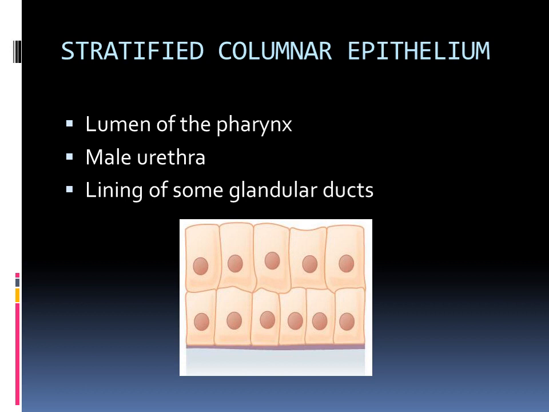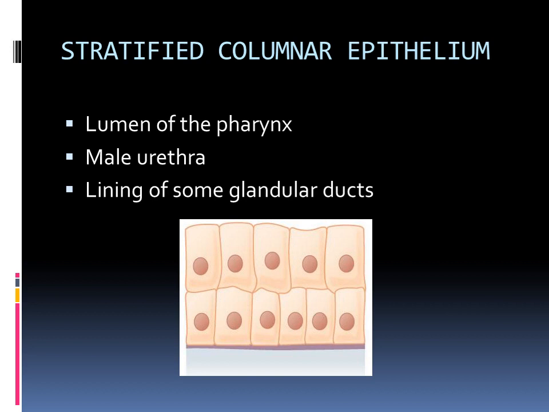The first one is that it is present in the lumen of the pharynx. Hope you know about the pharynx region, where the digestive system and the respiratory system open. Then it is present in the male urethra. Have you got where the urethra is? The urinary bladder will open as a urethra, and through the urethra the urine will be eliminated out. So in the male urethra, this stratified columnar epithelium is present.